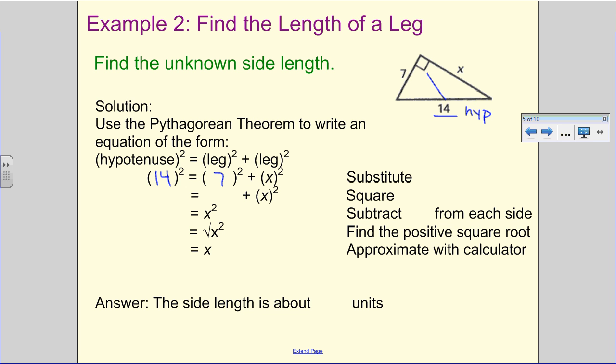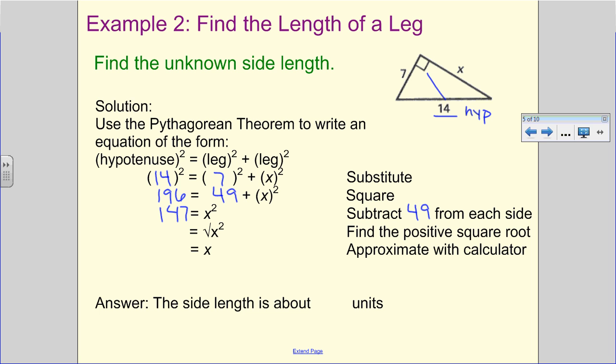Do the squaring that you need. So this is 196 for 14 squared. 7 squared is 49, and then we have plus x squared. We need to isolate. We're solving this equation now, so we have to subtract 49 from each side. And so we get 147 is equal to x squared.